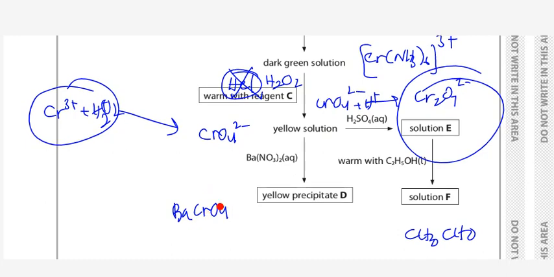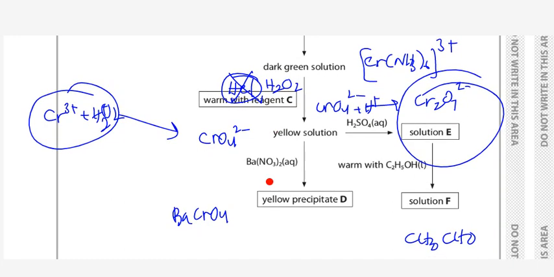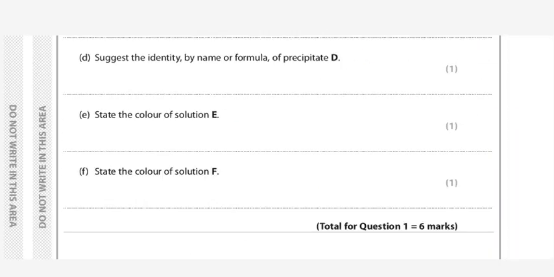Precipitate D is formed. This question asks you to explain how precipitate D is formed. The yellow solution we know is chromate, right? Chromate reacts with barium. Barium chromate is yellow. Lead(II) chromate is also yellow. Barium chromate is the yellow precipitate. Nothing else it can be, right? Because barium should react with the chromate. Like barium sulfate is white, barium chromate is yellow. That's the first question.